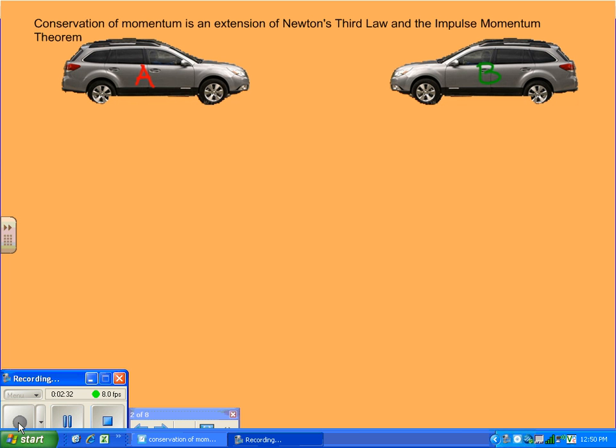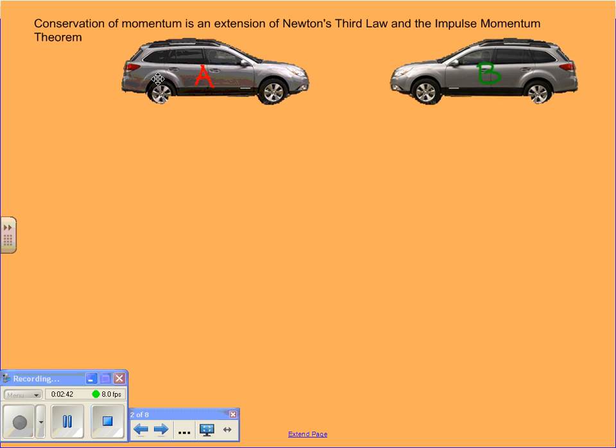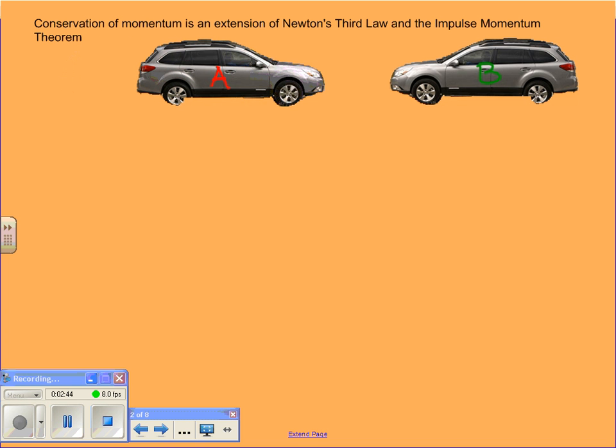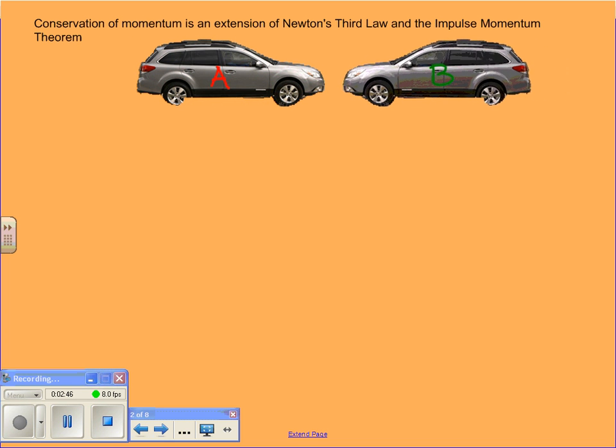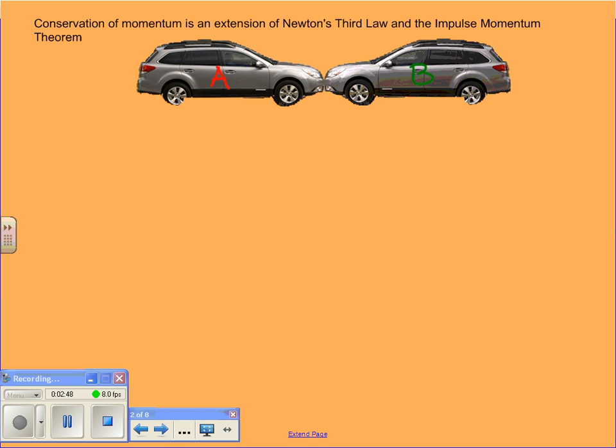Let's think about two cars colliding. This being Tahoe, they probably would be Subarus, right? So Subaru A and Subaru B. You can imagine, and we're going to make it easy, Subaru A is traveling at one speed in this direction, and Subaru B is moving at the same speed in the opposite direction, and bam, they collide.